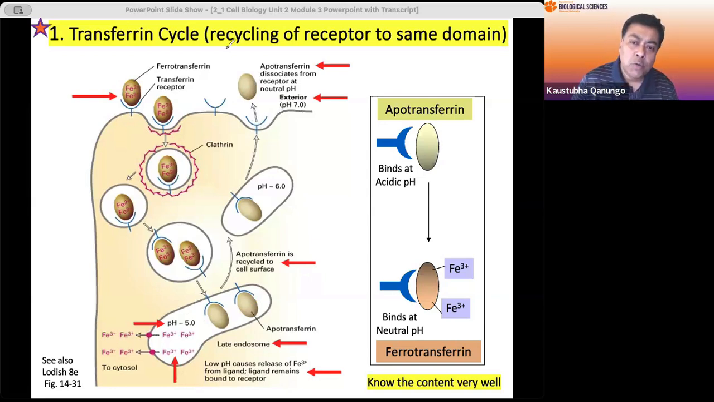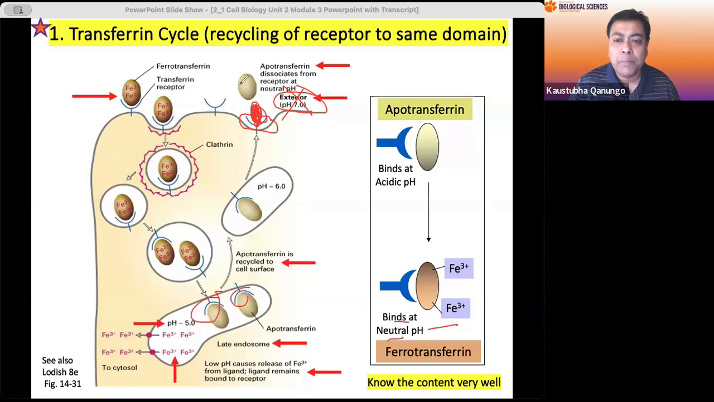And now if it binds to the iron, it becomes ferrotransferrin, and now it will bind back to the transferrin receptor and recycle back. So a typical hypothetical question that we ask is, suppose you have a patient where the transferrin receptor cannot sense the neutral pH, what will happen at that time? So in that case, if it cannot sense the neutral pH, that means that apotransferrin will remain bound in there, and apotransferrin will not be released.